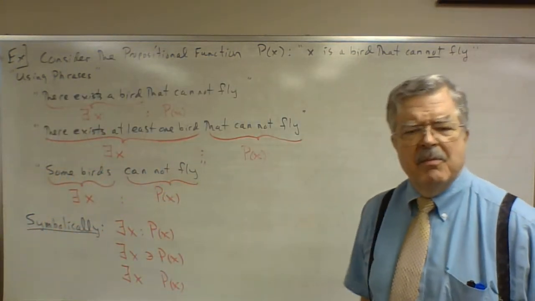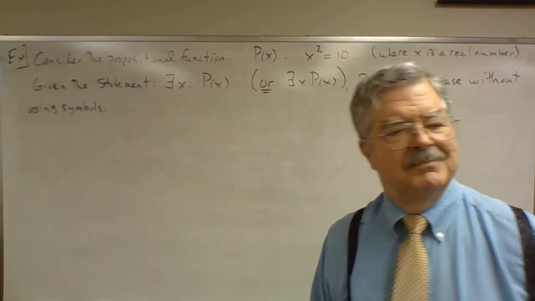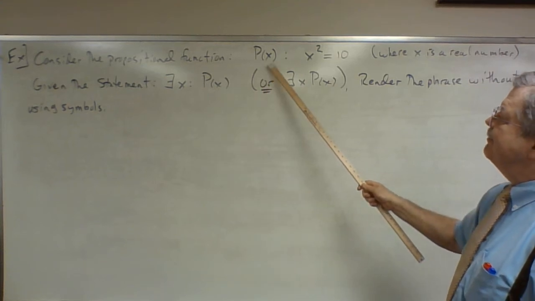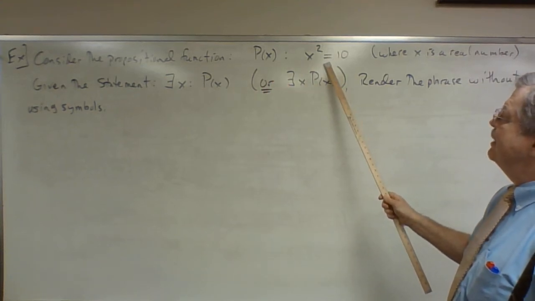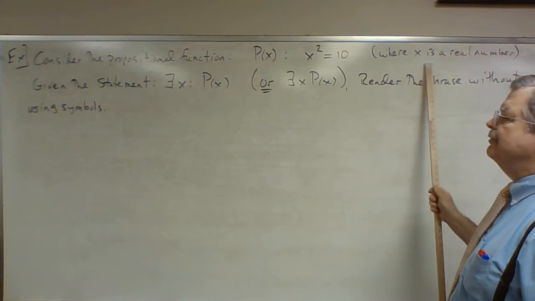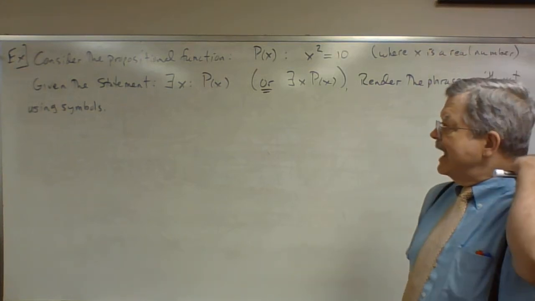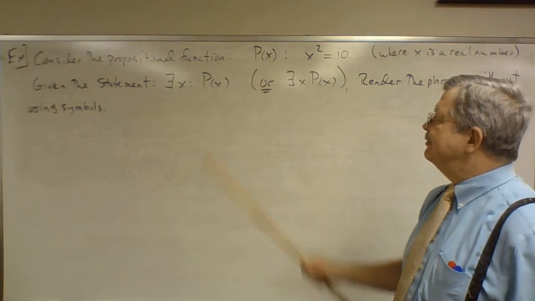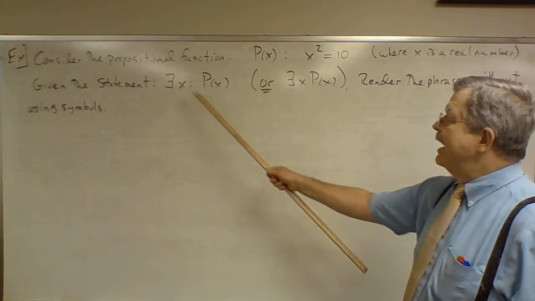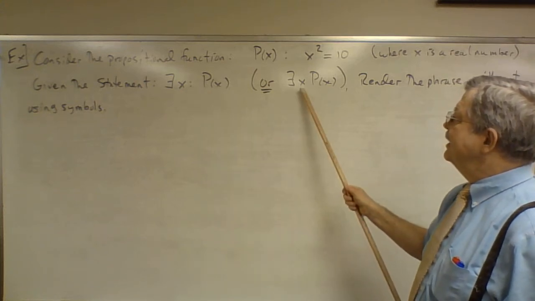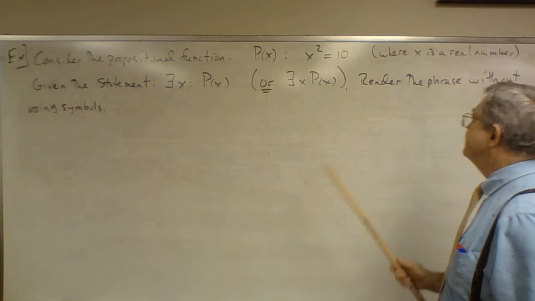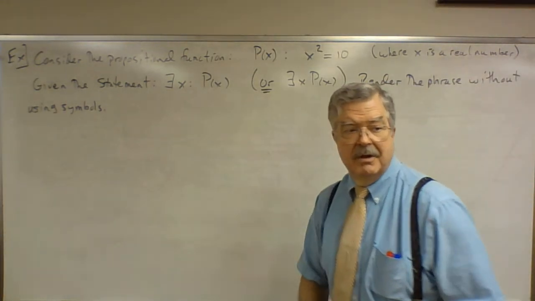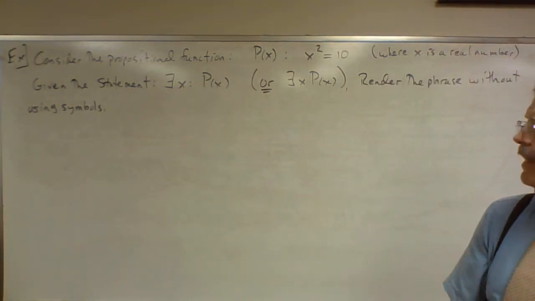Now let's do a few more of these things. Given the propositional function p of x based on the statement x squared equals 10, where x is a real number, we're asked, given the statement there exists an x such that p of x is true, or without the colon, there exists an x such that p of x is true, render the phrase without using symbols. Okay, well, we can do that.